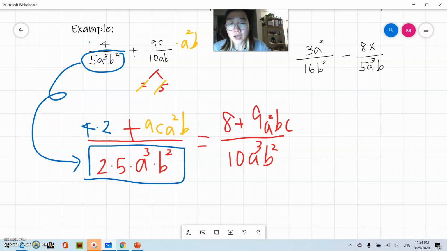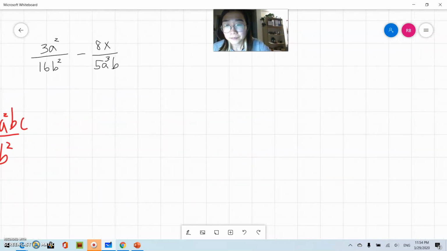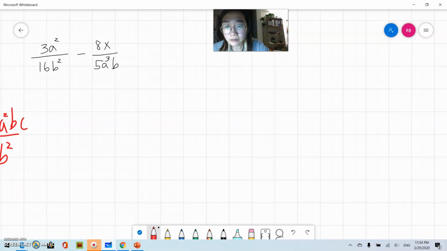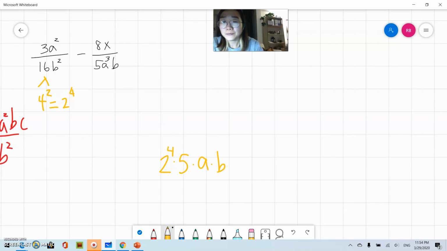So let's try this. Again, we need to figure out the LCM first for the denominator, so we can make a common denominator. 16 is 4 squared, or 2 to the 4th power, right? So the common denominator will be 2 times 5, a times b, and let's look at the power. The highest power will be 4 for 2. a is cubed and b is squared.